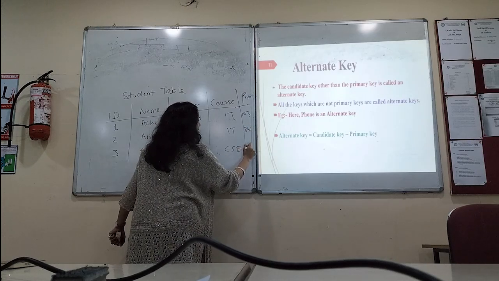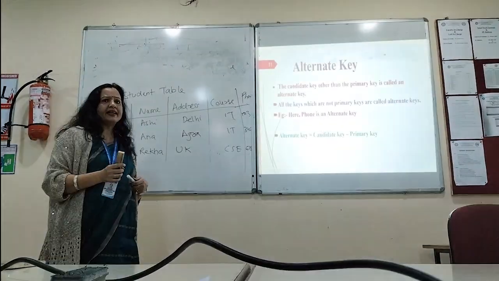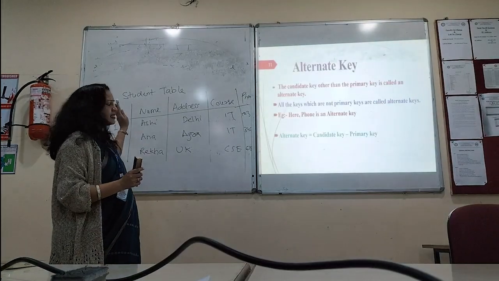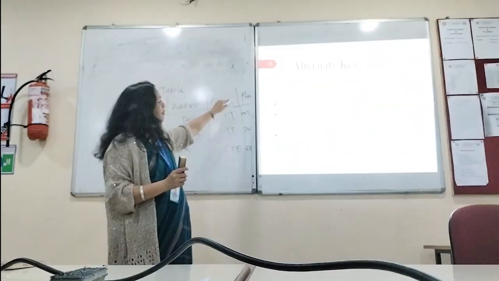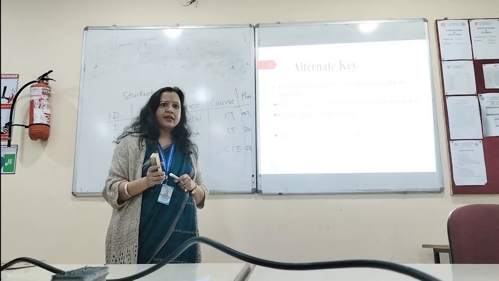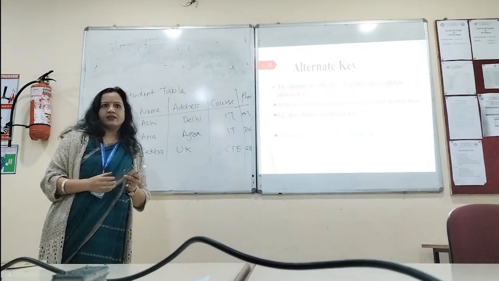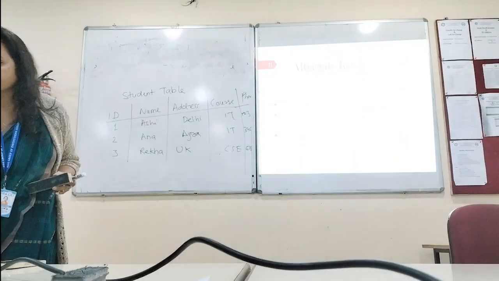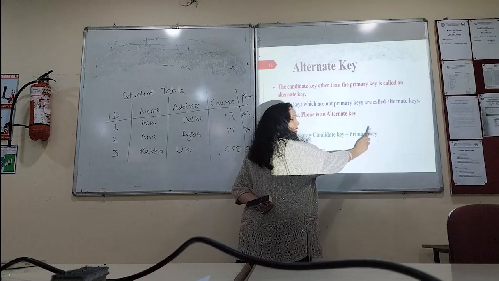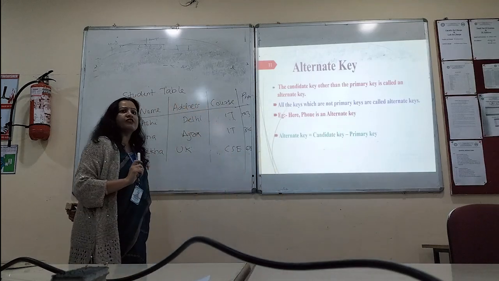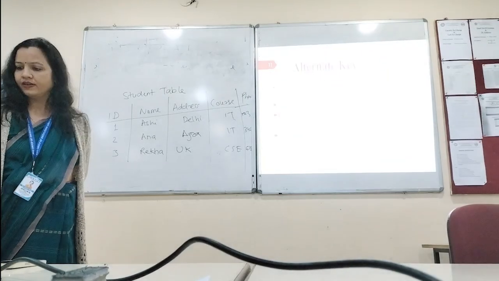Yes or no? Yes. Phone numbers are different for each person, so we can consider that as a candidate key. Now we have chosen ID as the primary key. So the alternate key will be the phone, because it's a candidate key, but we are not choosing it as the primary key. So it can be called an alternate key. One thing you can notice: alternate key is candidate key minus primary key. This is the relation you should see while identifying alternate key, candidate key and primary key.